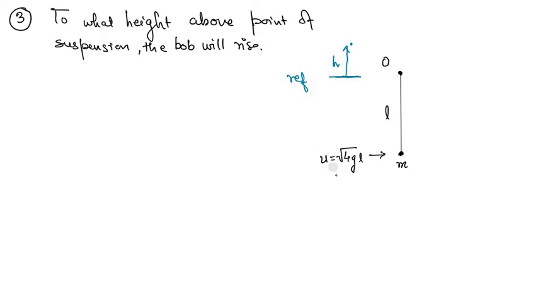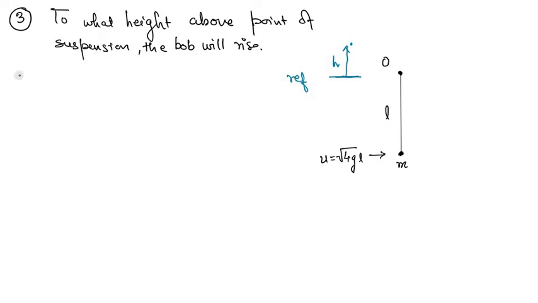Since the velocity is less than, if this velocity was something, I don't remember exactly, but I think it was under root of 5gL. If that minimum velocity is given to your pendulum or some circulating object at the lowest point, then it will complete a circle.